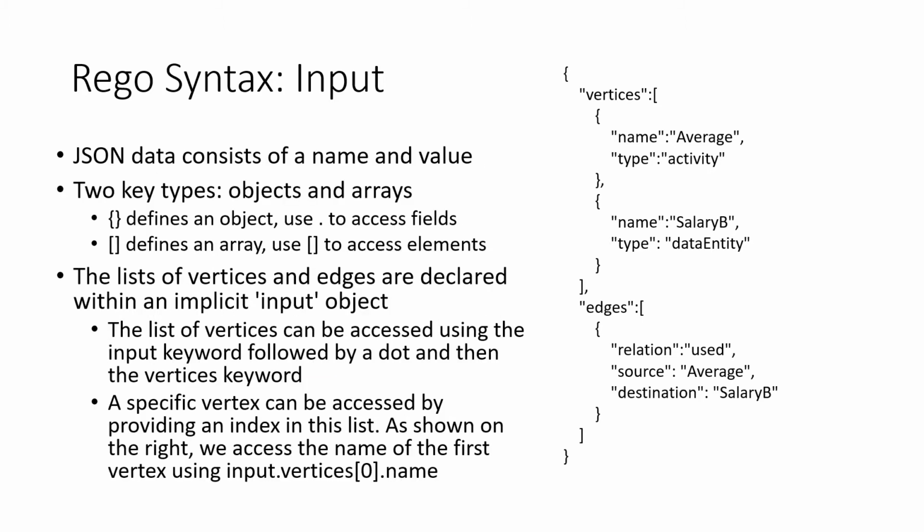JSON data consists of a name and value pair. For example, name: average is one such pair. There are two key value types needed for defining provenance graphs, objects and arrays. Braces define an object, and values can be accessed using the dot operator. Brackets define an array. The usual bracket notation can be used to access values in the array. For example, input.vertices[0].name is average in the input on the right. This notation can be used in Rego.